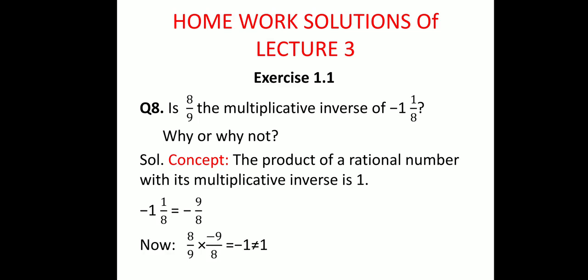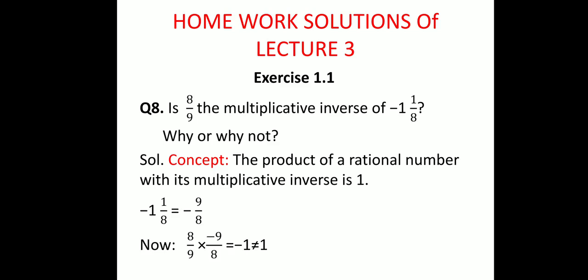So first of all you should know what is multiplicative inverse. 1 is known as the multiplicative identity, and if I multiply a rational number by the reciprocal of that rational number, then the answer should be 1. Here in this question we will be using the same concept. The concept used is the product of a rational number with its multiplicative inverse is 1. Multiplicative inverse means the reciprocal of a given rational number.